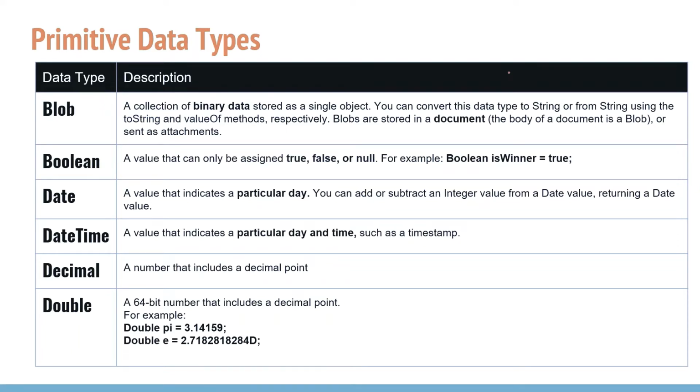Boolean, as we all know, a value that can only be assigned true, false, or null. For example, Boolean isWinner equal to true.